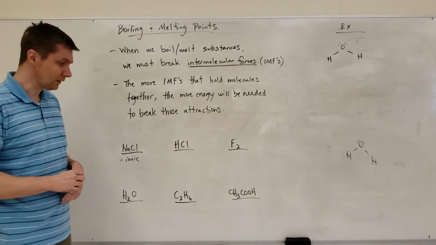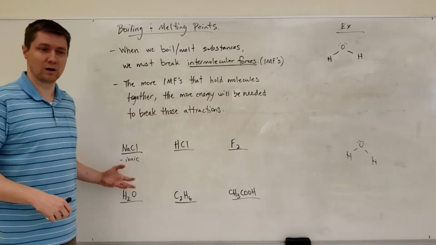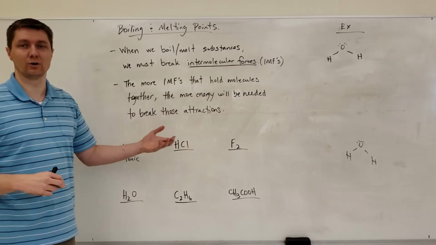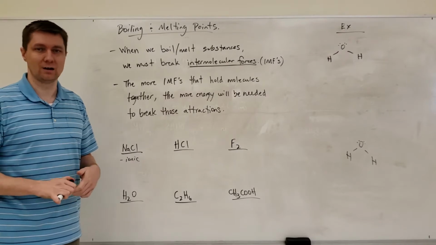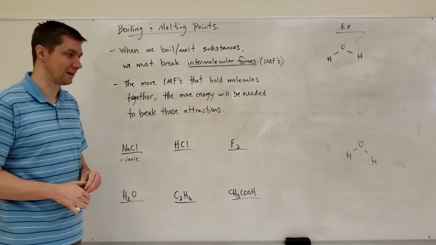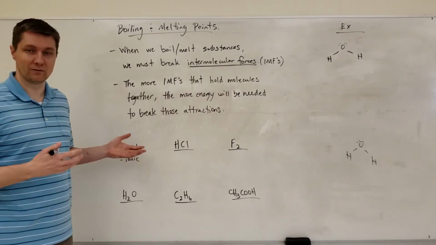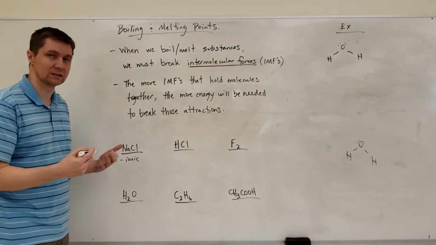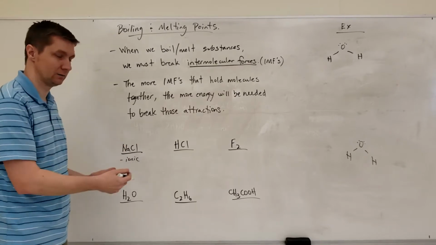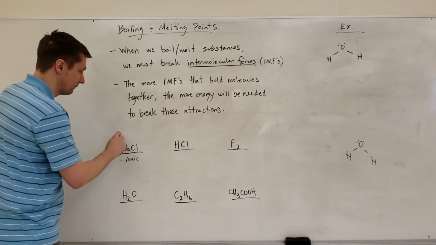You'll never be given a list where you have to compare 2 ionic compounds, because that would, for the scope of this class, not be a realistic thing that I would ask. But do identify, if there is one in the list, that it's ionic and that it will have the highest boiling and melting point out of the list. So this guy would be number 1.